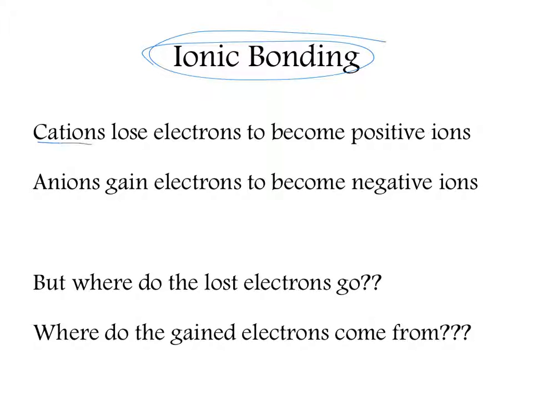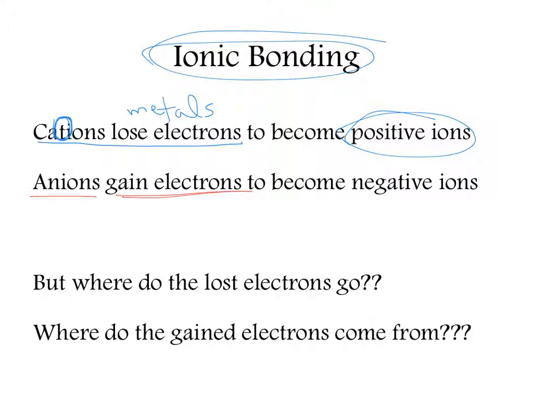Well, we already know that cations lose electrons. These are generally the metals. They'll lose electrons to become positive ions. You remember that the cations are positive because of that little plus sign right there in the word. And then anions gain electrons. These are generally the nonmetals to become negative ions. And you remember that they're negative because it's a negative ion.